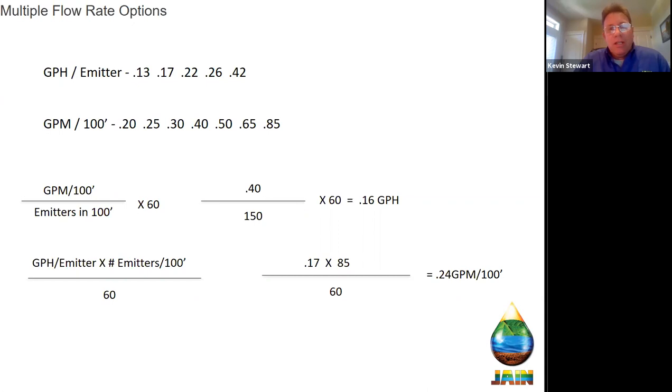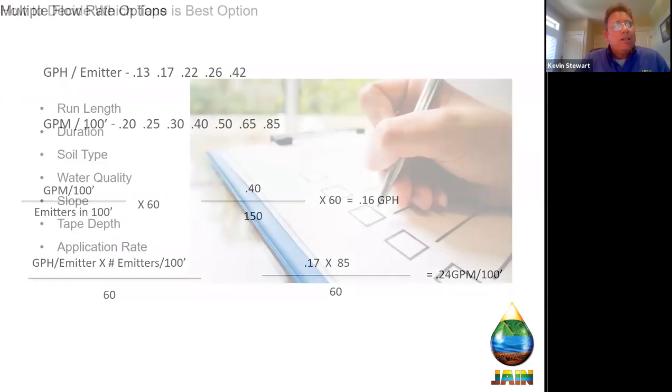But I have seen where a grower got confused, and they asked for a 0.25, and no one really specified if they wanted it in gallons per minute per 100 feet or gallons per hour per emitter. And with Murphy's Law, it got designed in gallons per hour per emitter, and they didn't have the capacity, and it needed to be completely redesigned. The piping needed to come out. It ended up being a bit of a mess.